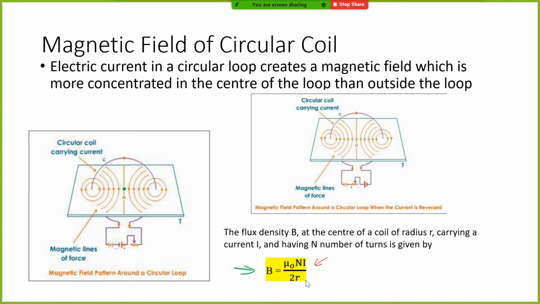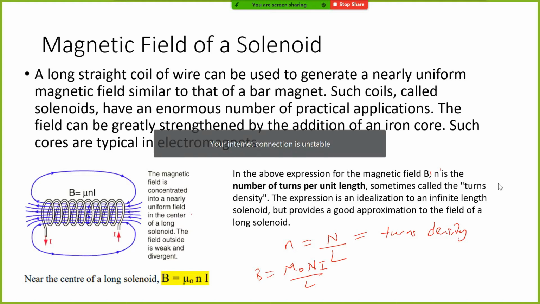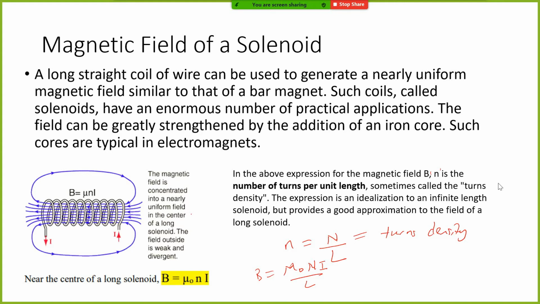Then the next part is inside a long solenoid. So they want us to calculate the flux density inside a long solenoid. Now, as it pertains to a solenoid, there is a specific equation as well to find the magnetic flux density. This one is now B is equal to mu naught times small n times I. All right.